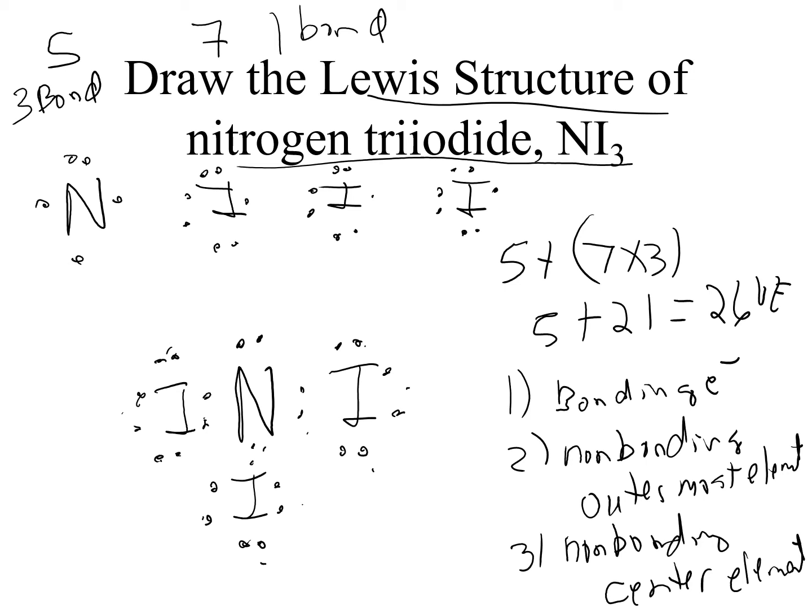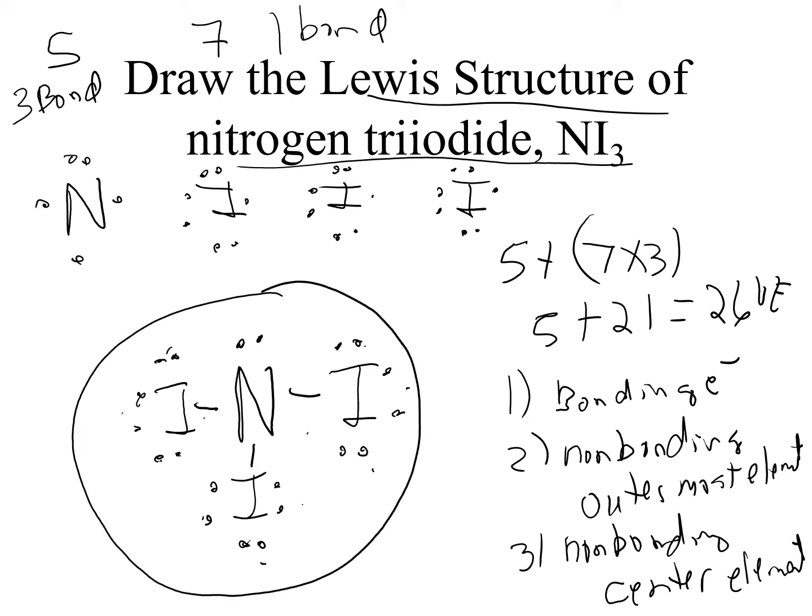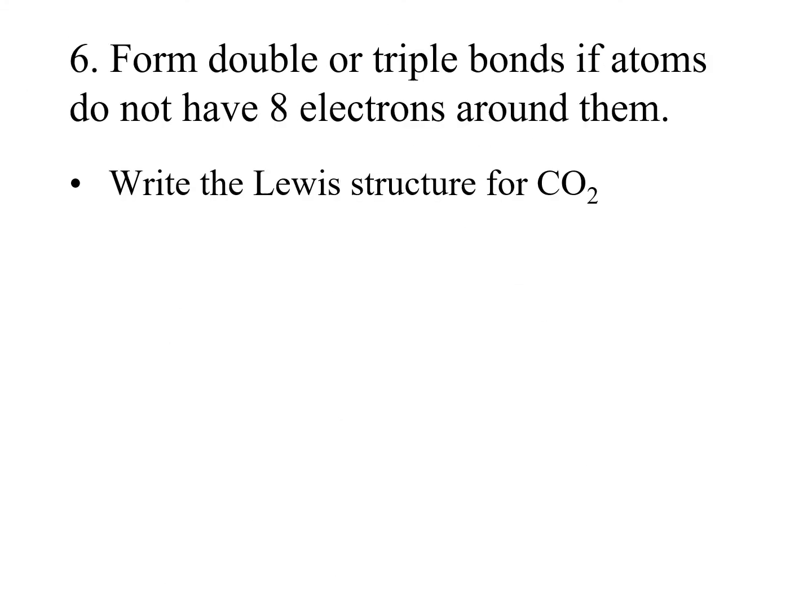It looks stable. So the last thing is to connect my electrons that are the bonding ones, and I'm just going to erase what I have here because I don't have very much room on my page, and insert a line. And now I have my Lewis dot structure for nitrogen triiodide.